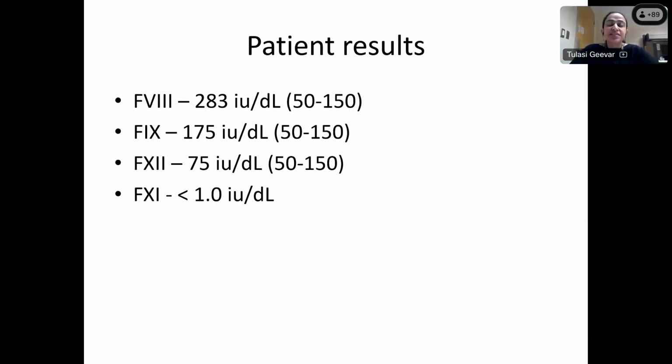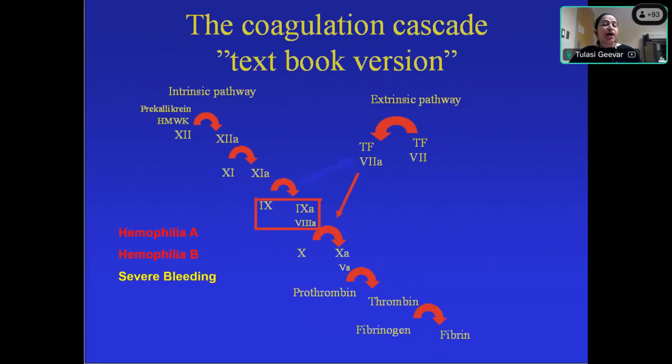So when we assayed this patient, we found that the 8 was very high, 283, 9 was also high, 12 was normal, but 11 was less than 1% or undetectable. So how would you explain that this patient has never had any bleeding manifestation in her life? So let's just go back to the coagulation cascade and let's address the problems with this cascade.